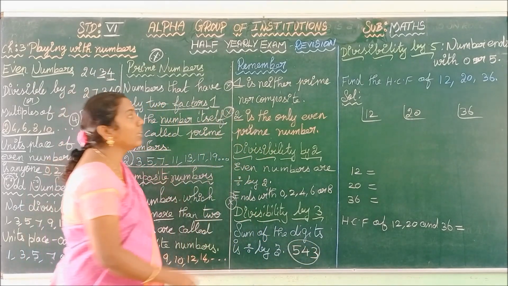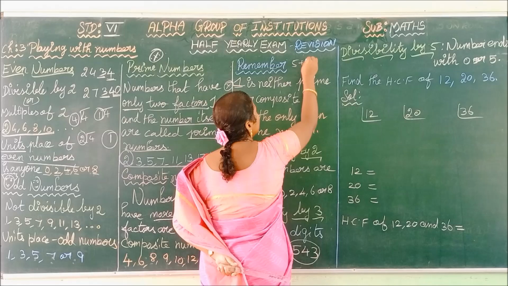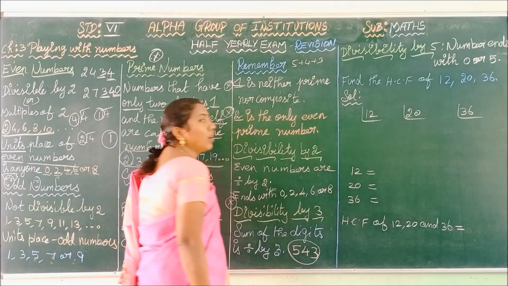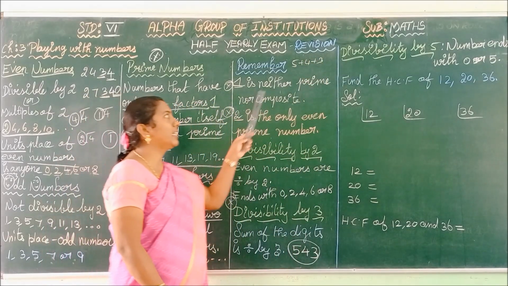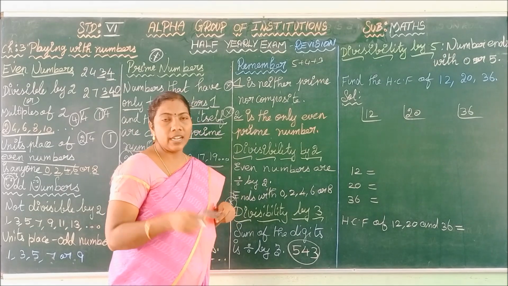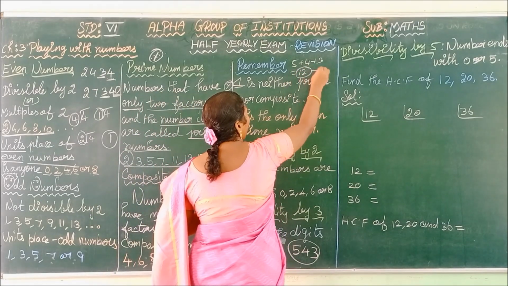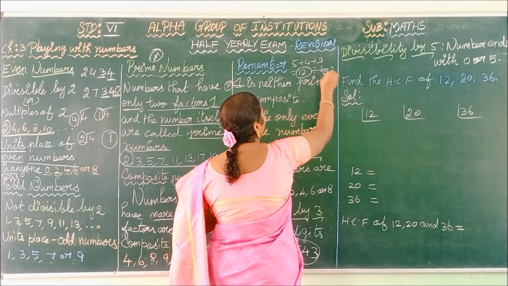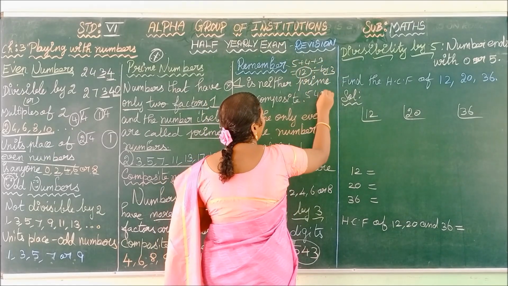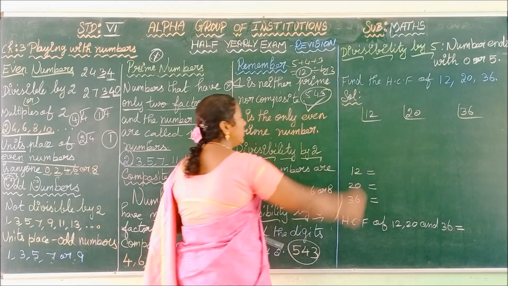We have to check whether 543 is divisible by 3 or not. For that you have to add the digits. 5 plus 4 is 9. 9 plus 3 is 12. So you get the answer 12. So 12 is divisible by 3. So the given number 543 is divisible by 3.